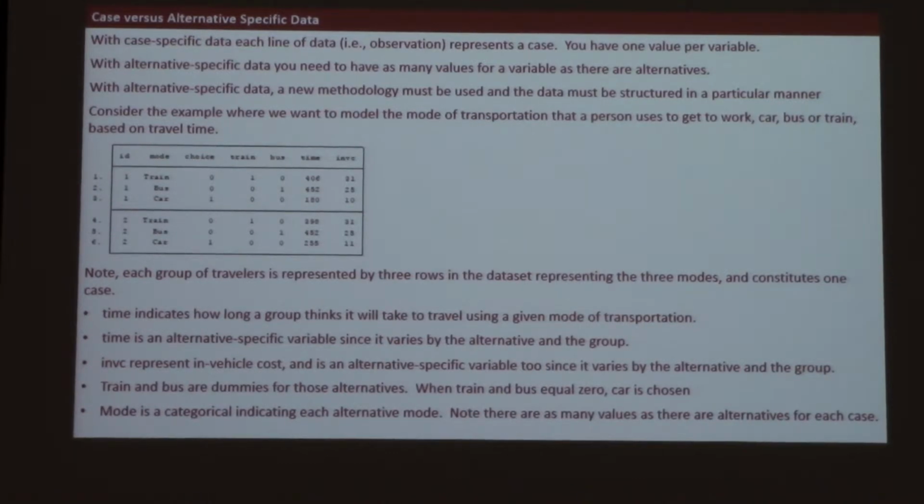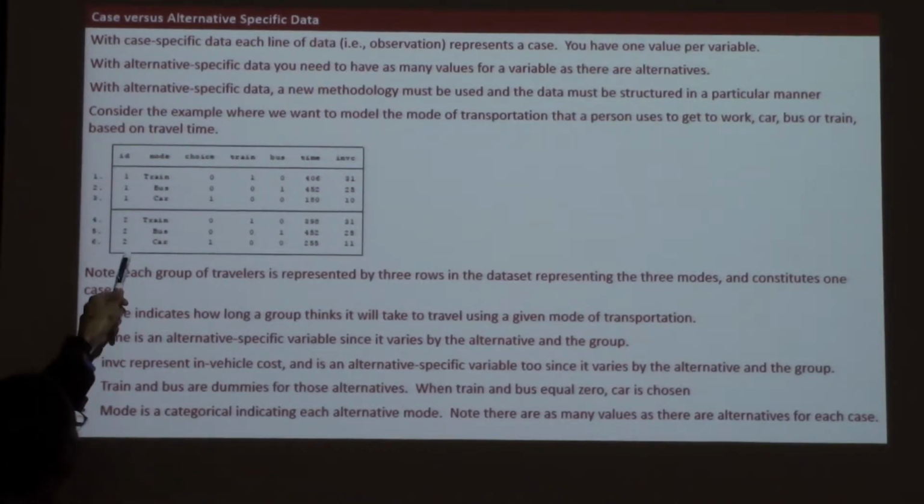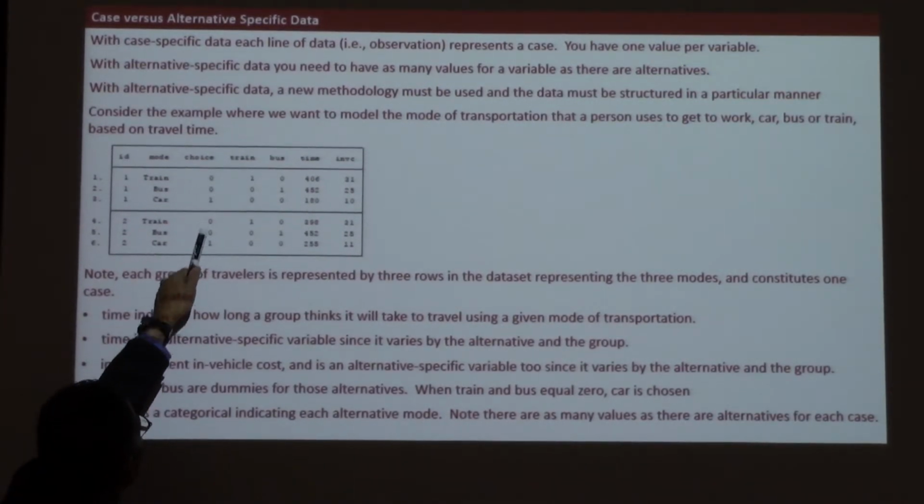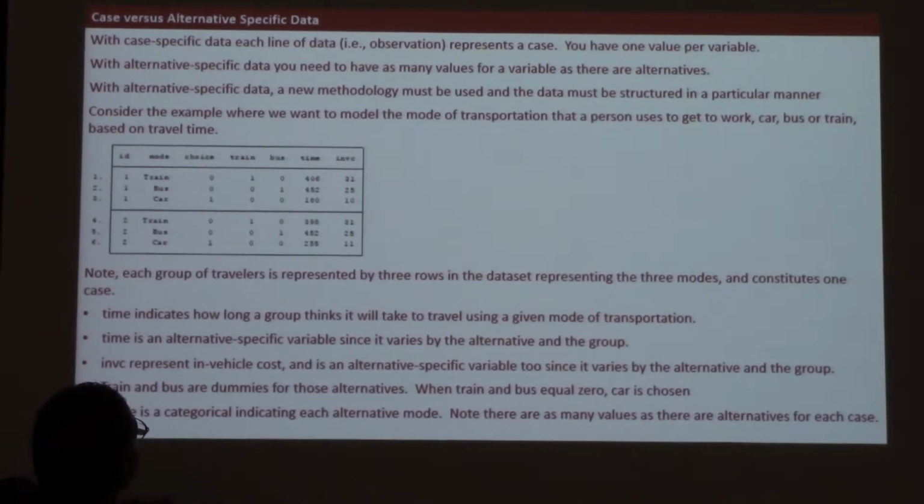In our multinomial logit model, our choice variable was the number for crackers. It was 1, 2, 3, or 4: Keebler, Nabisco, Sunshine, and private label. Here our choice variable is binary. It's 0, 1. And you can see that the second person drove by car, as did the first person.